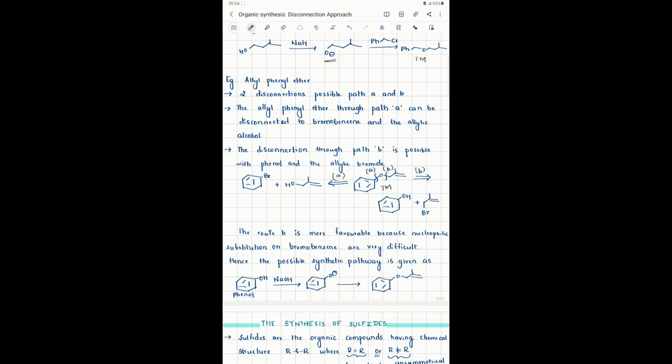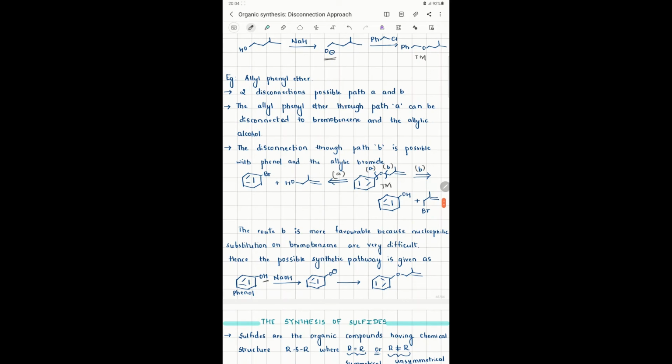Hence the possible synthetic pathway is as follows: I take phenol in the presence of NaOH. Phenol in the presence of NaOH loses its proton. I will get an alkoxide, which is going to react with the allyl bromide system, and then I will get my target molecule. In this way allyl phenyl ether can be synthesized, and hence route B is preferred over route A.